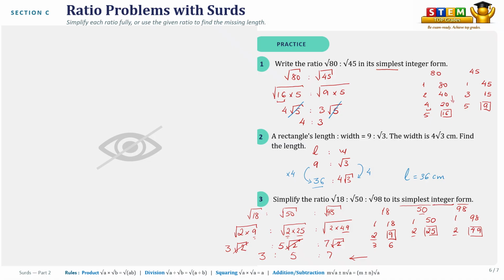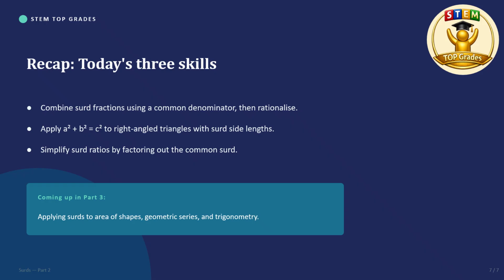Now it's time for us to recap the 3 skills you've gone through. First of all, we combined surd fractions using a common denominator, and then we rationalized the fractions. Secondly, we applied a squared plus b squared is equal to c squared, which is the Pythagoras theorem for right angle triangles. And finally, we simplified surd ratios by factoring out the common surd.